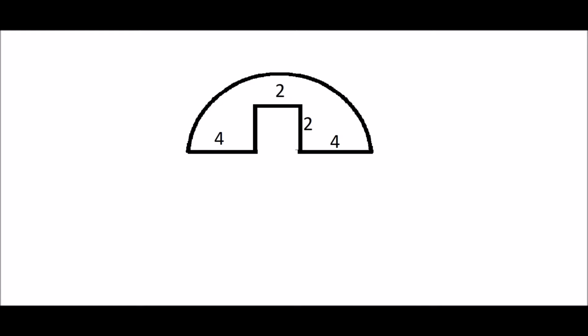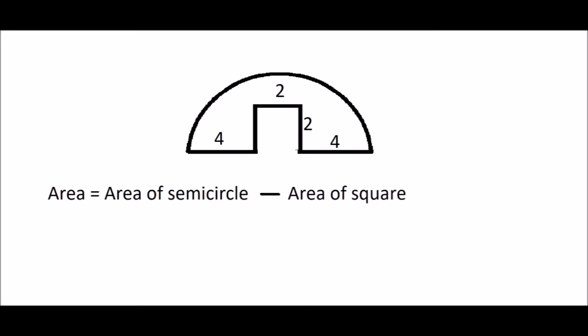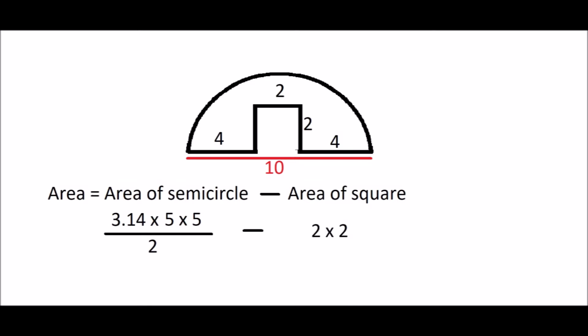And how about to find the area? For area of a shape that lost a bit of its part, you're going to do subtraction. The area of the semicircle is pi times radius times radius, and because the diameter is 10, therefore the radius is 5. Don't forget to divide by 2 since it is a semicircle, minus the area of the square in the middle, 2 times 2.